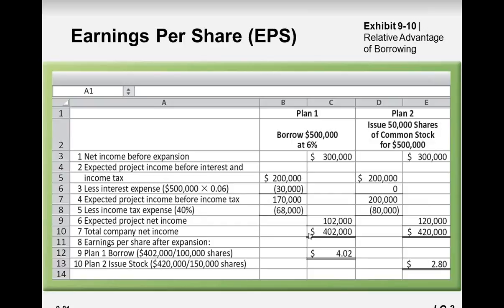The total company's net income would be the difference between $402,000 and $420,000. If they borrow, their earnings per share is going to show at $4.02. If they sell stock, their earnings per share is going to show as $2.80. So if earnings per share is an important component of making a decision whether to invest in a company or not, they just shot their stock value.